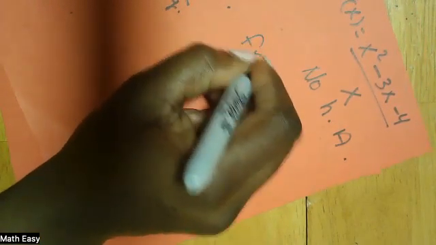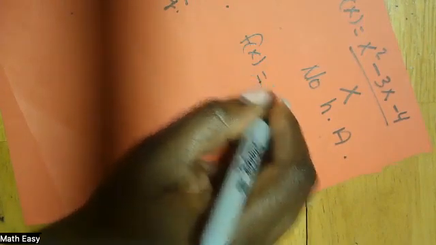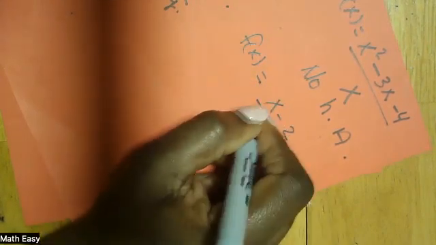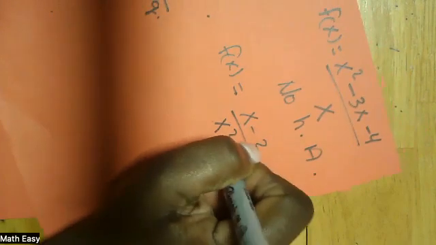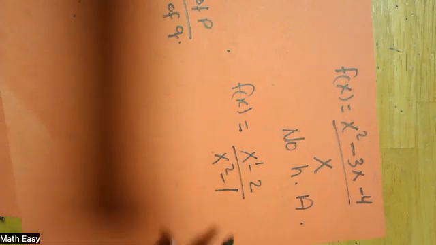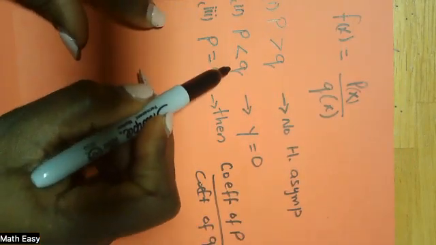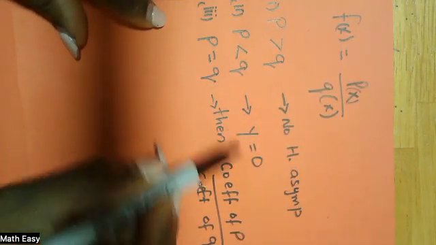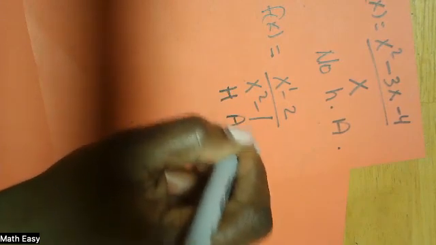Here's another example. f of x is equal to x minus 2 over x squared minus 1. If you look carefully, what do you see? Our degree here is 1, our degree here is 2. So that is p less than q, so your horizontal asymptote is 0. So horizontal asymptote is equal to 0.